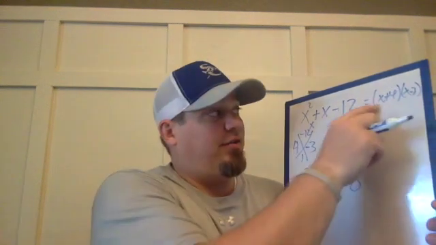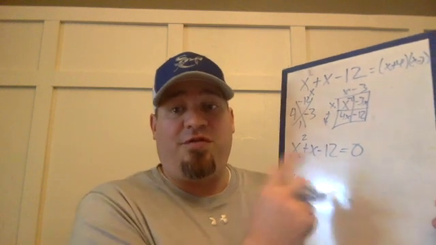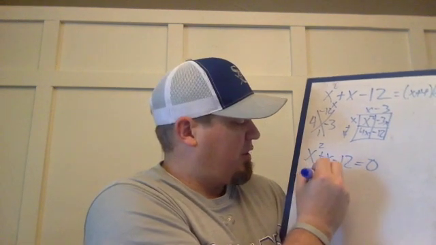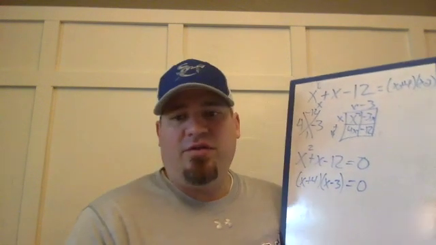The answer is right here. I've already factored this, so we're not going to go through that process. But what we do is we factor it to get those two factors. So I'm going to rewrite this: x plus 4 times x minus 3 equals 0.